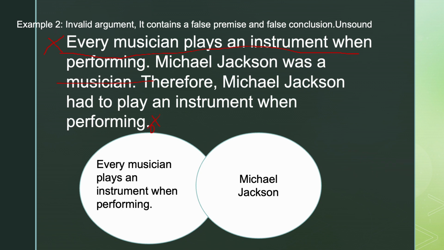As stated previously, every musician plays an instrument when performing. That's a lie. We have the case of Michael Jackson, who didn't play an instrument when performing, but he's still a musician. The conclusion states that Michael Jackson had to play an instrument when performing. That's not true, because Michael Jackson did not play an instrument when performing, but he's still a musician.